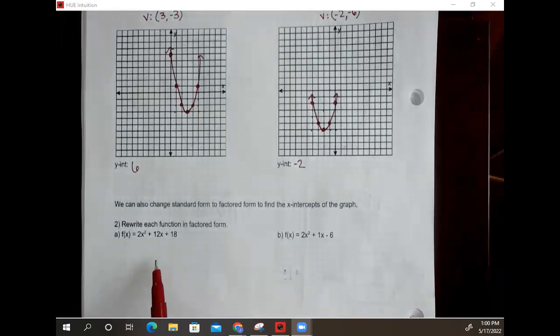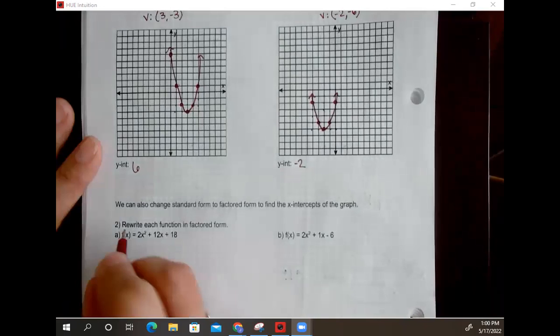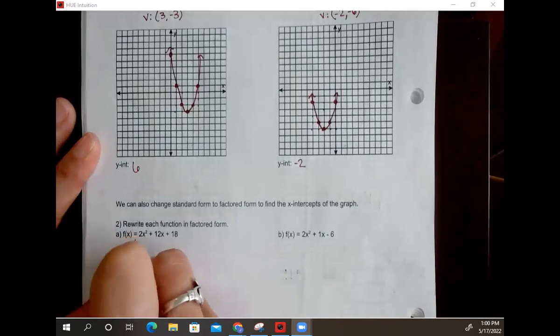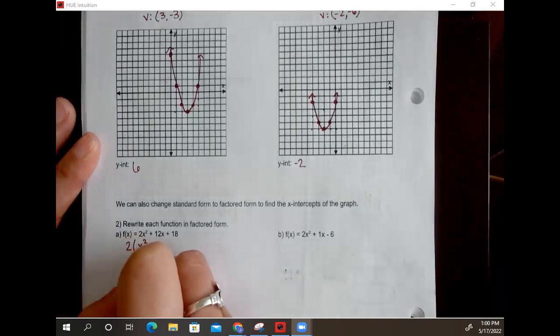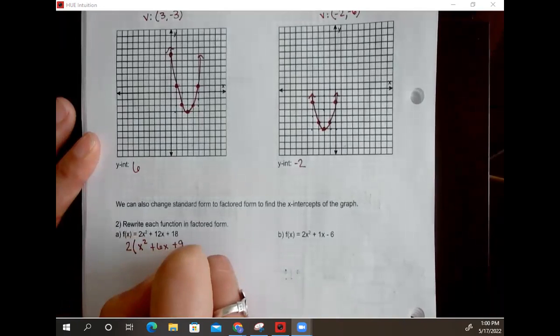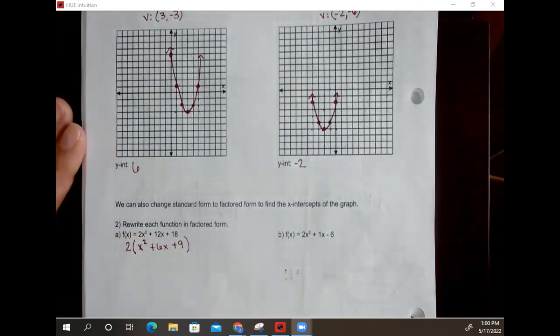So if I look at 2a, do I have a GCF, a greatest common factor here? 2. I could divide all of these terms by 2, so I'm going to go ahead and do that. So I get x squared plus 6x plus 9 with my GCF of 2 out in front.